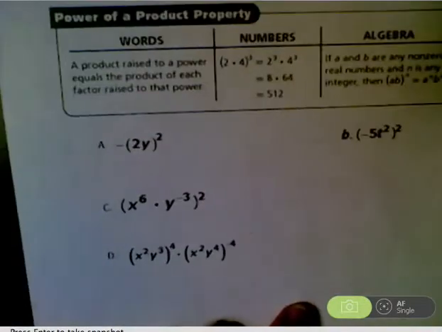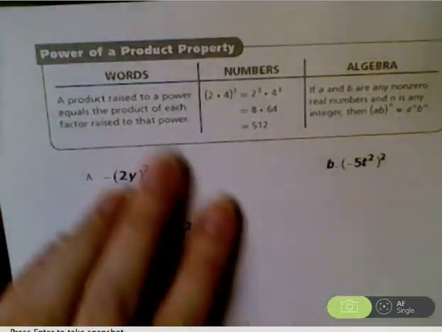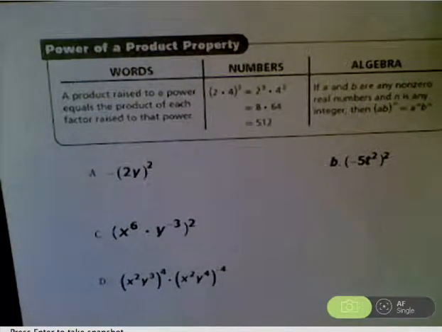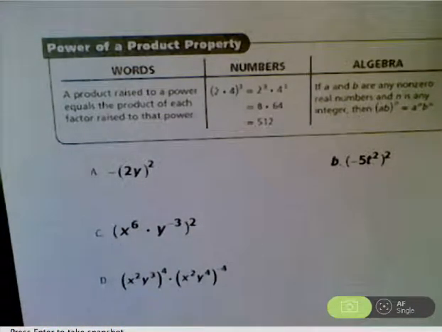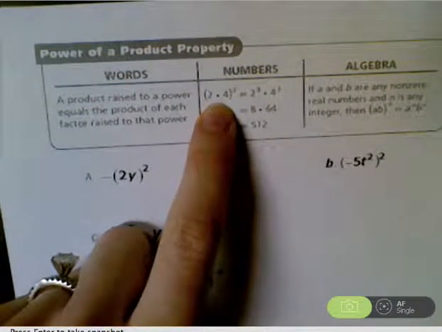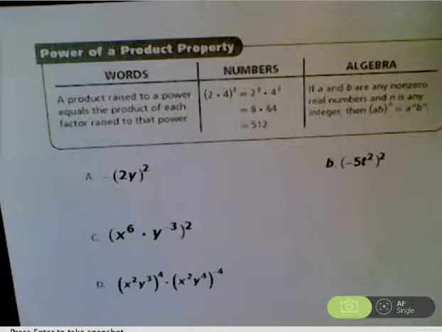Okay, the last property that we're going to learn today is called the power of a product property. Now this explanation they have there I think is a little bit confusing, so I'm going to do my best to explain it in another way. The power of a product property basically says that if your base of the power is in parentheses, then the exponent applies to every factor inside the parentheses. So it's almost like the distribution property, except we're applying the exponent to everything inside the parentheses.